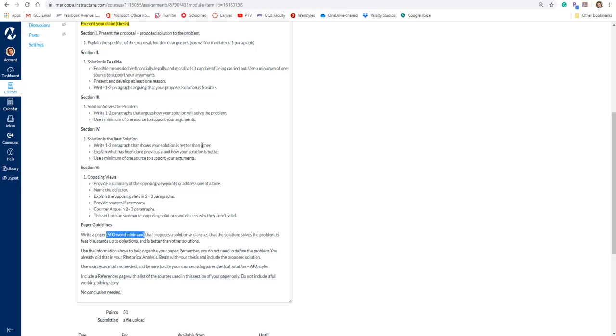So, this is usable. This is not just a baby step. Like this is a turning point in your paper. Okay, so 500 word minimum, but you're going to be able to use this again. Use this information above to organize your paper. Remember, you don't need to define the problem.